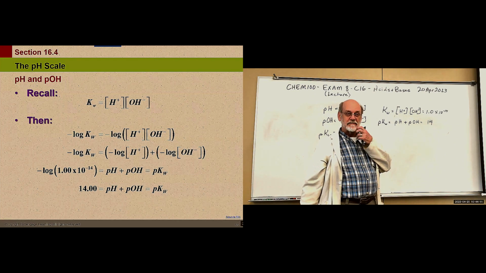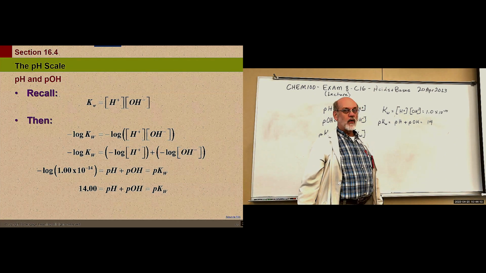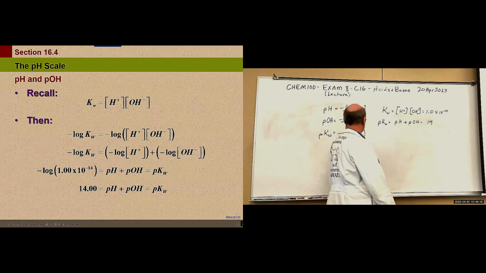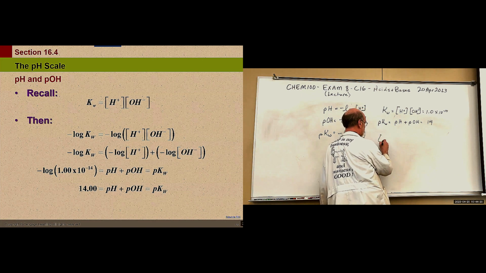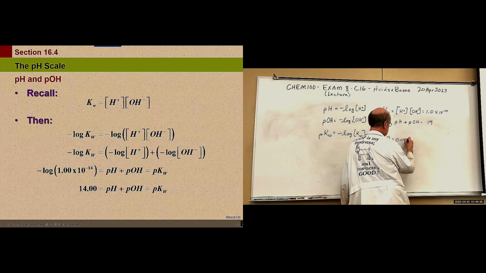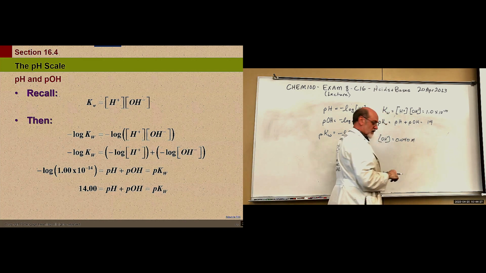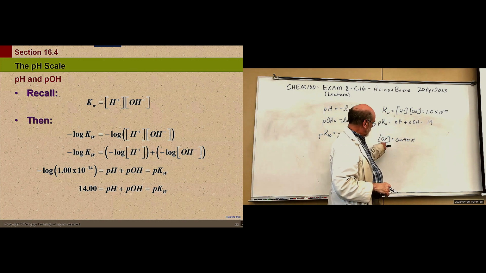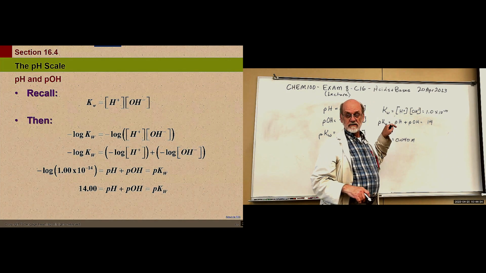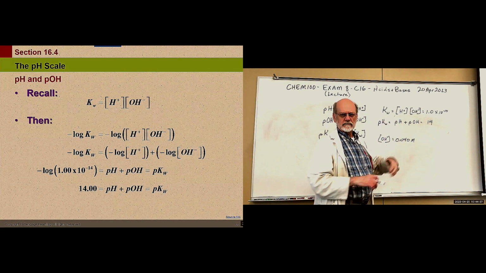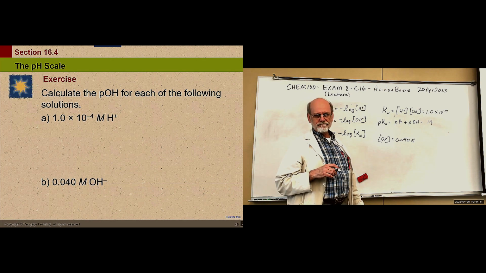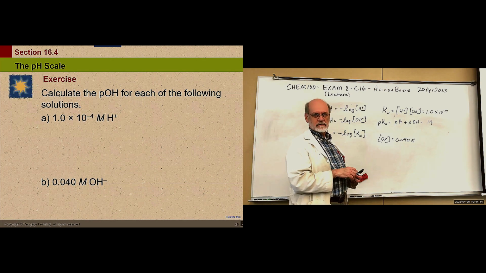Remember when we had OH, hydroxyl ion concentration? I think it was 0.040 molar. We could convert that to pOH and put it in this formula and calculate pH and get our 12.61. There it is. Okay.